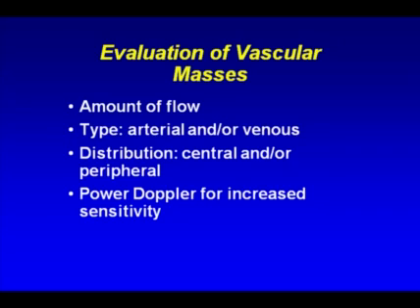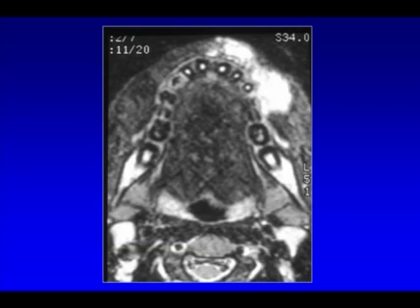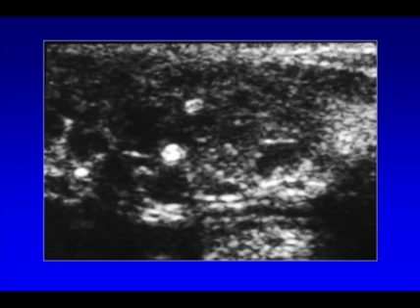You always want to use power Doppler for increased sensitivity, and spectral Doppler to confirm that you're not just looking at noise, but it's really true flow within the lesion, and to tell whether it's arterial or venous. Here's an example of an MRI which showed on T1 enhanced images an enhancing mass in the left lip. But what this MRI does not tell you is exactly what type of flow is present within this presumed vascular lesion. And that's where ultrasound is a very nice adjunct to MRI.